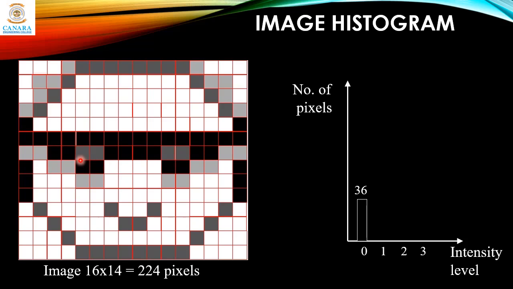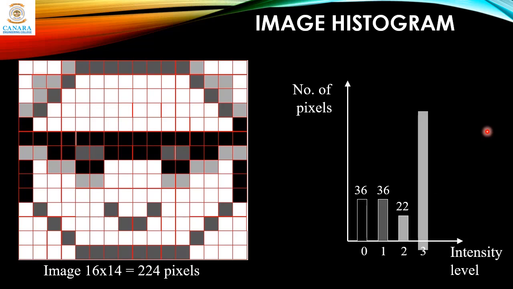And for the darker shade of gray, if you count, you will get again 36. And for the lighter shade of gray, if you count, you will get 22 pixels. And this image is composed mostly of white pixels, so there are more white pixels. If you count them, you will end up with a count of 130. If you add all these numbers, 36 plus 36 plus 22 plus 130, you will get 224. This is the total number of pixels, and this is how we write the histogram for an image.